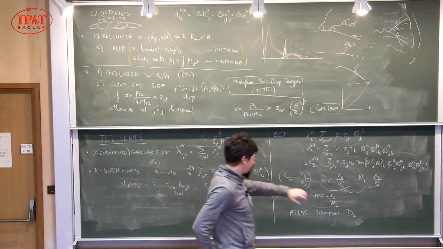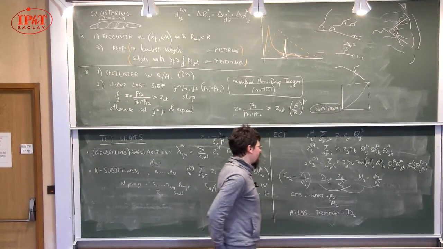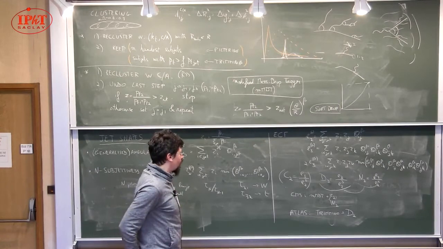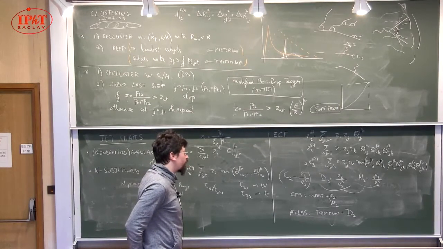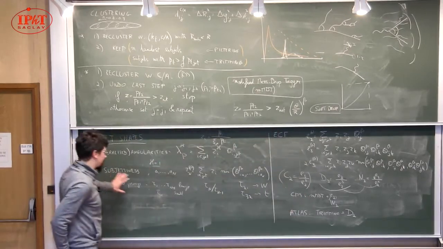This tends to be a bit more performant than this one. This tends to be a bit more resilient than this one. There are details, really. Sensitivity to pileup is one of them. Another one is what do you use to compute O21? So I've told you initially this is what happens.